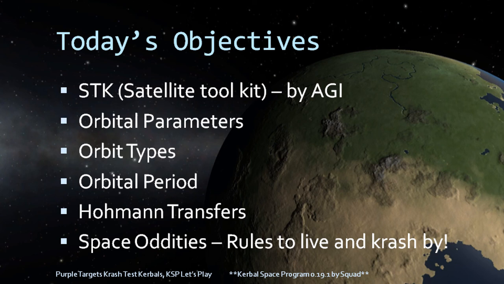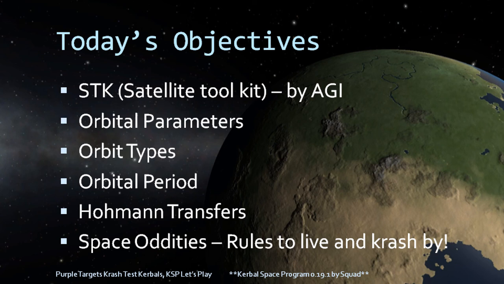So we'll talk about STK, or Satellite Toolkit, which is a program from Analytical Graphics, Inc. used for mission planning. We'll talk about orbital parameters, and what all the funny names mean: semi-major axis, eccentricity, inclination, right ascension of the ascending node, argument of perigee, and mean anomaly.